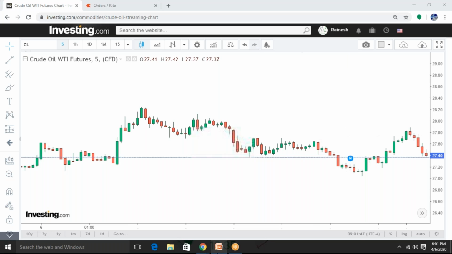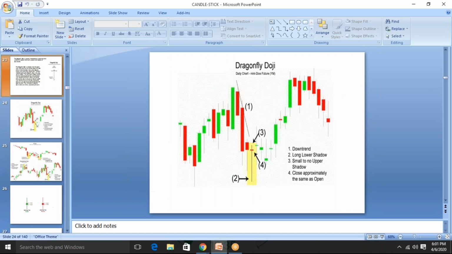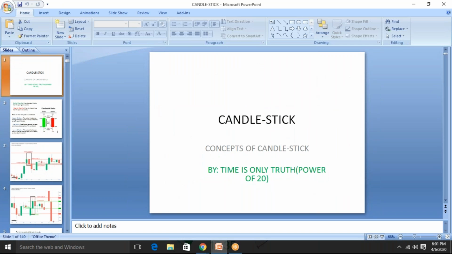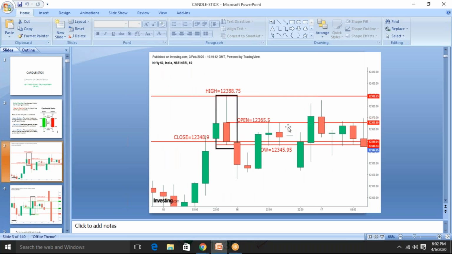Okay, sir. Last day we have discussed some patterns. Let me first give some overview, some revision in 2 or 3 minutes. Last day we discussed some basics of candlestick like opening, closing, upper shadow, lower shadow, wick, some basic definitions. Real body and wick. Then we discussed a few examples on this.